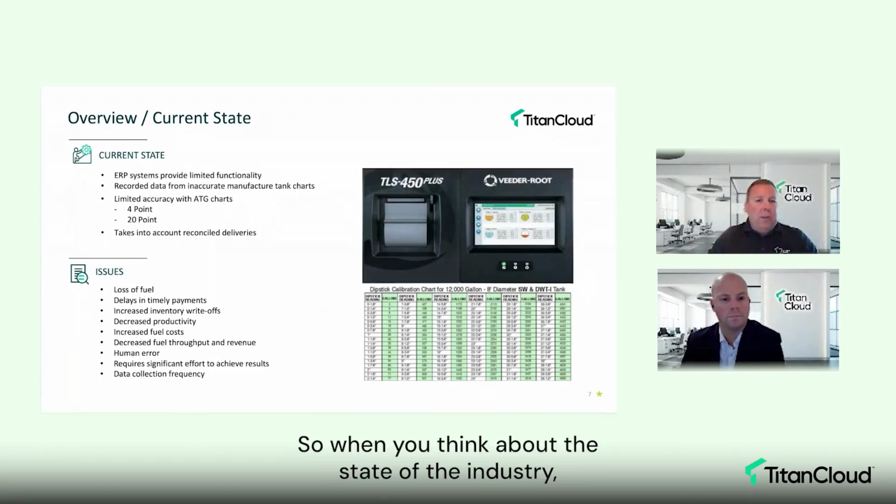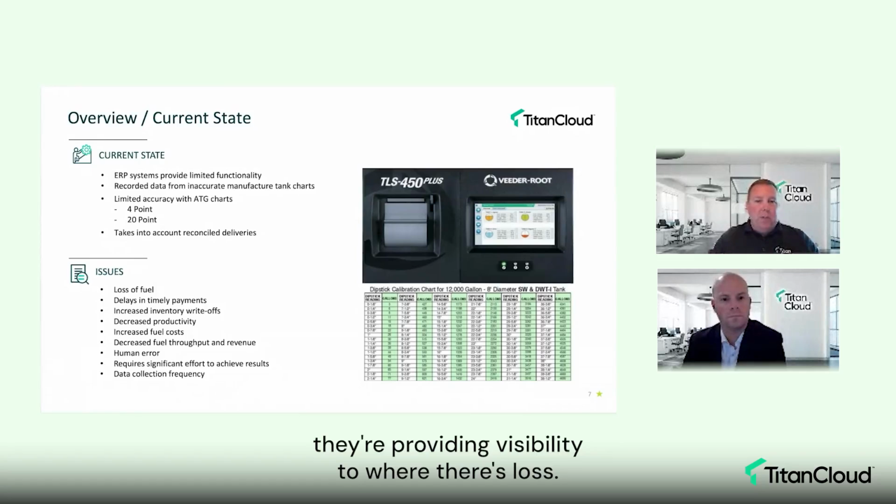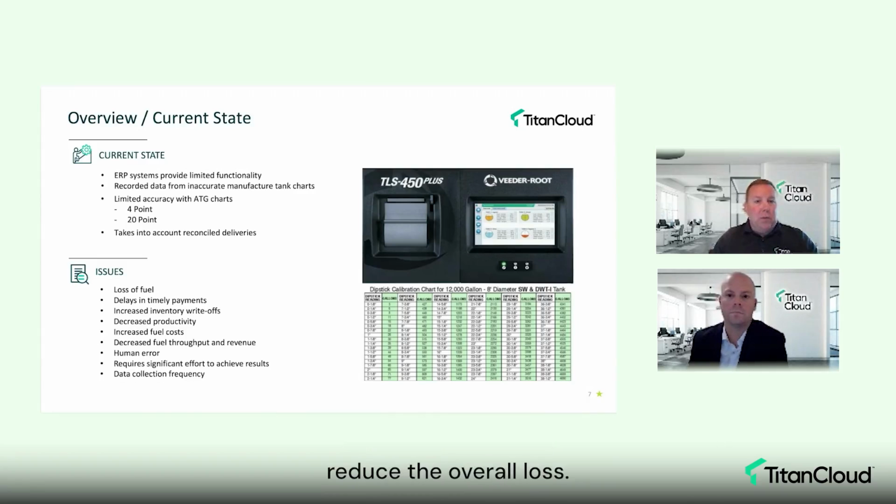So overall, when you think about the state of the industry, organizations are using their ERP systems, the PDIs out there, the different ERP systems that have really limited functionality on managing variance concerns, right? They're generating variance reports, they're providing visibility to where there's loss, but they're not able to generate the root cause of loss, or trigger ways to help you reduce the overall loss, right?